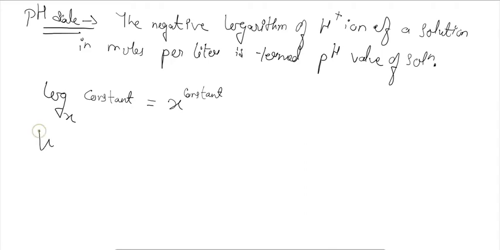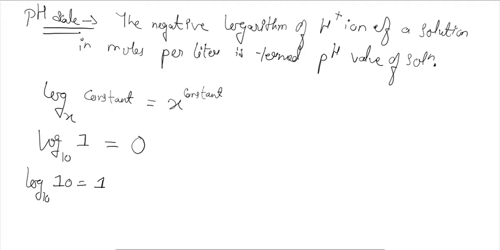So let's say the logarithm base 10 of 1 is always equal to 0. Similarly, the log base 10 of 10 is always equal to 1. You don't have to remember all this; I am just telling you for your knowledge what a log is.